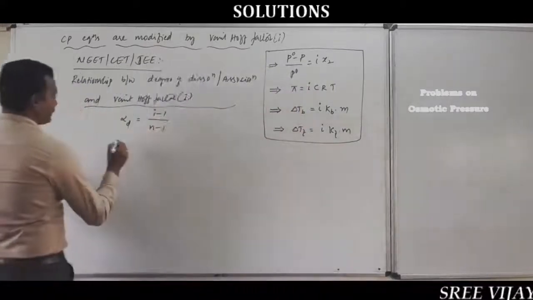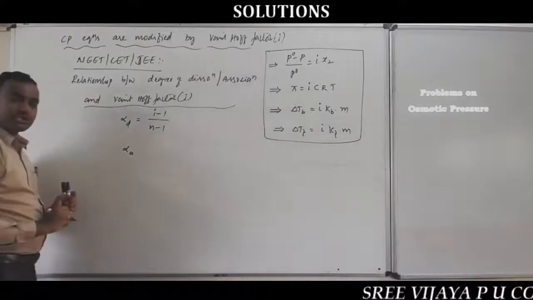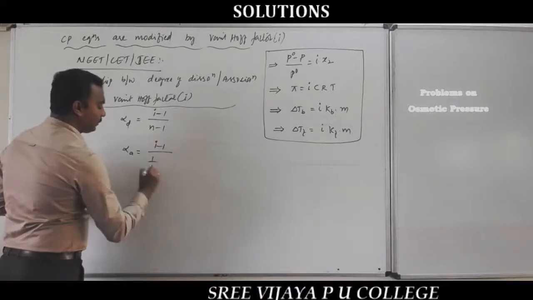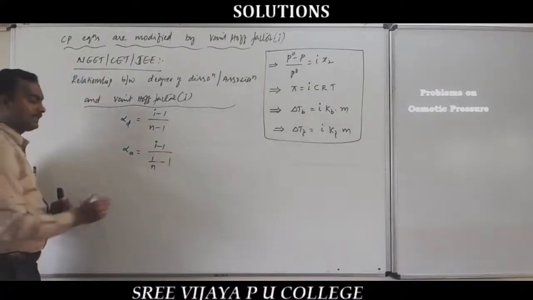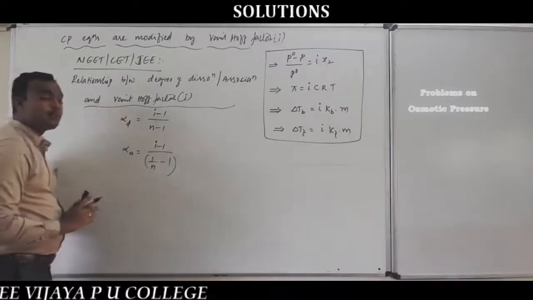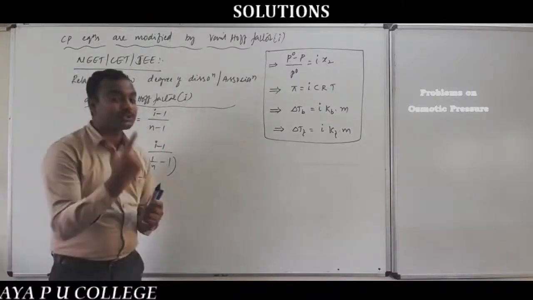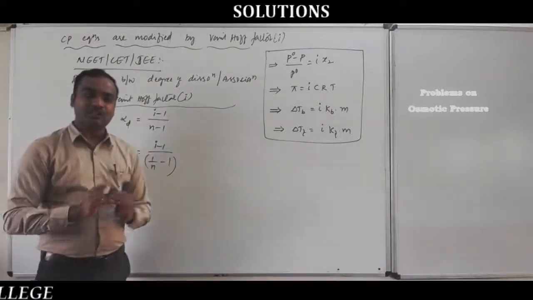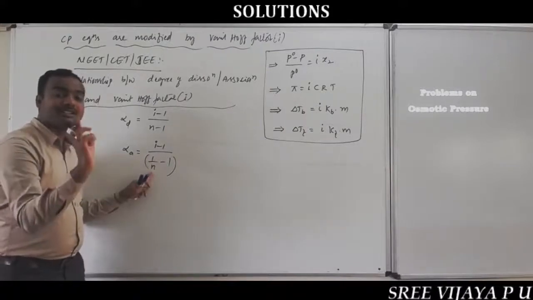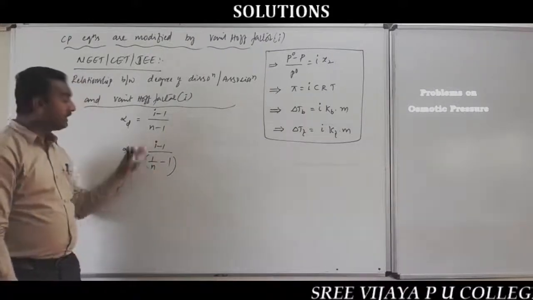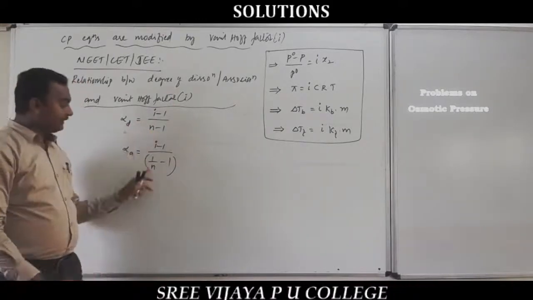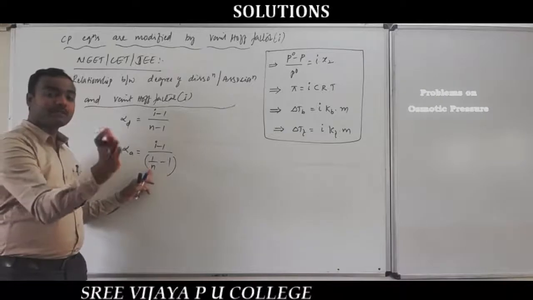Again, for the degree of association, alpha a, I am taking it as equal to i minus 1 divided by (1 by n minus 1). Why do we take 1 by n here, while here it is n? After association, the number of particles decreases. Here n is the number of particles involved in the association, whereas in dissociation n is the number of particles after dissociation.